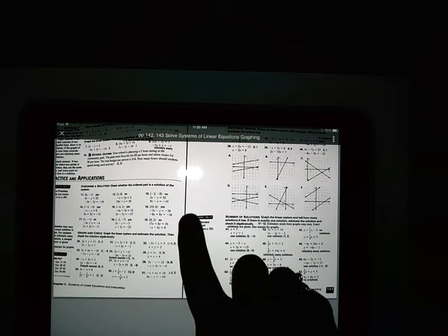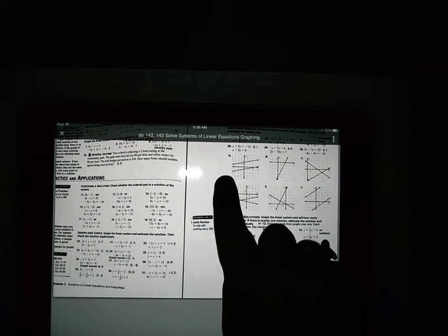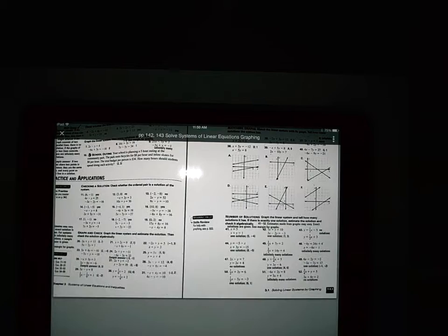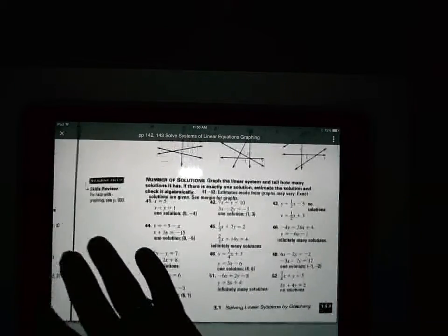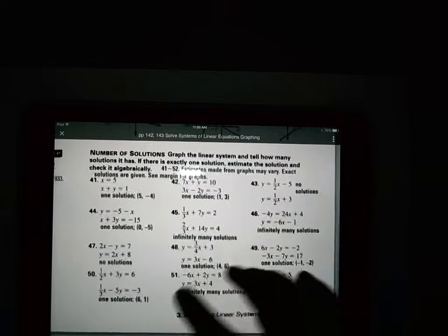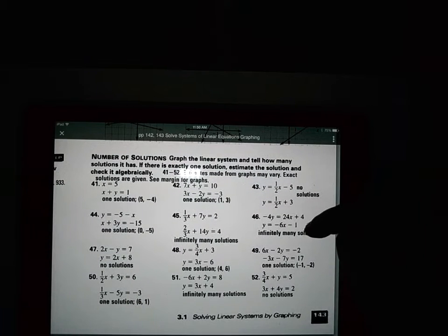The next document that you're going to need to finish your homework is the page 142, 143, Solving Systems of Linear Equations with Graphing. This is a scan, using the Scanner Pro app, of your homework. I'm going to show you guys number 42, 43, and 46.